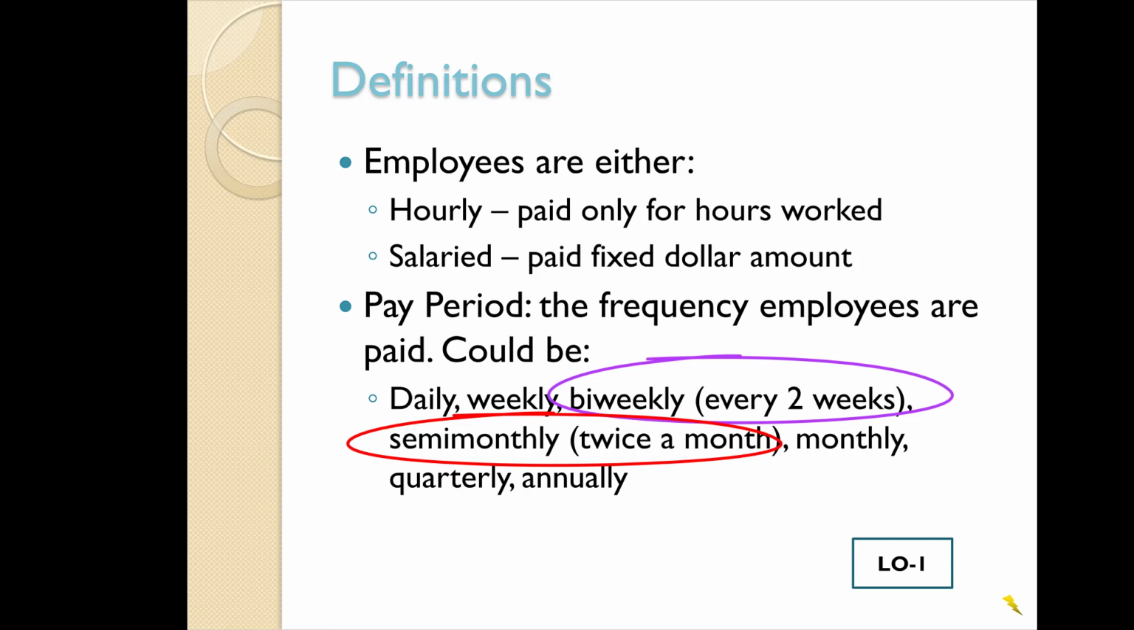And then the other one that people get confused with is semi-monthly. Semi-monthly means twice a month. So how often is the employee paid if they're paid semi-monthly? Twice a month, that's 24 times a year. So biweekly, employees are paid 26 times a year, semi-monthly, 24 times a year. That's important to understand the difference.